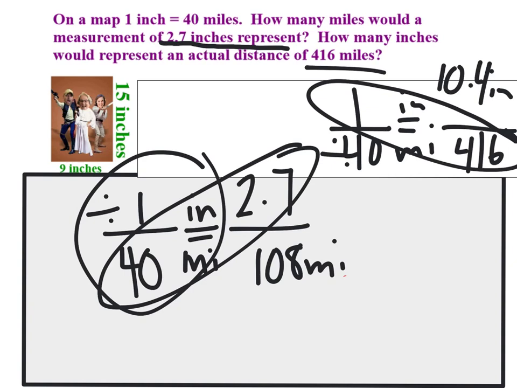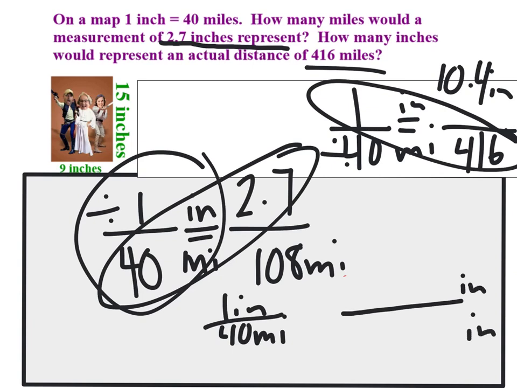back to the changed. If I wanted to write this 1 inch over 40 miles as a scale factor, meaning it has the same labels, then I would either need to go to both inches or both miles. I'm going to go to both inches. And how would I do that? Well, 1 inch is already an inch.